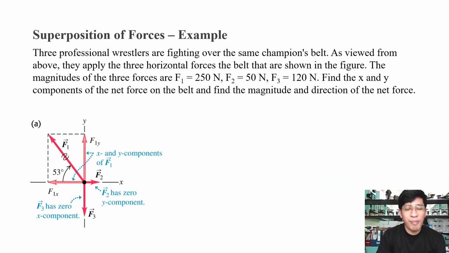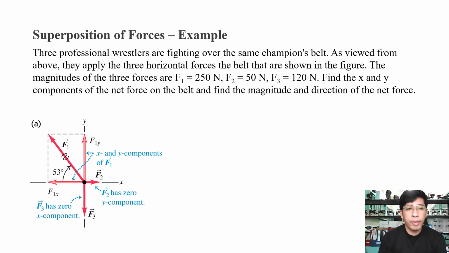So let's have an example. 3 professional wrestlers are fighting over the same champion's belt, but instead of wrestling, they've decided to determine the winner by a tug of belt. So they're trying to win the wrestling match by pulling the belt towards their side.